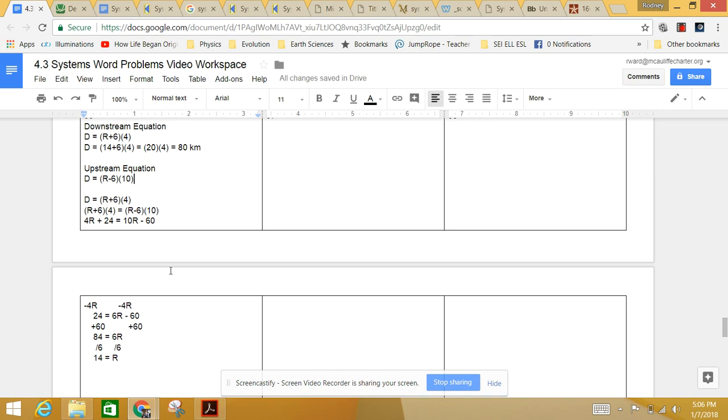I'm going to plug it in here as well. Distance equals 14 minus 6 times 10. 14 minus 6 is 8 times 10 is also 80. So it's 80 kilometers, and we're going 14 kilometers per hour in still water. And that's the answer for this problem.